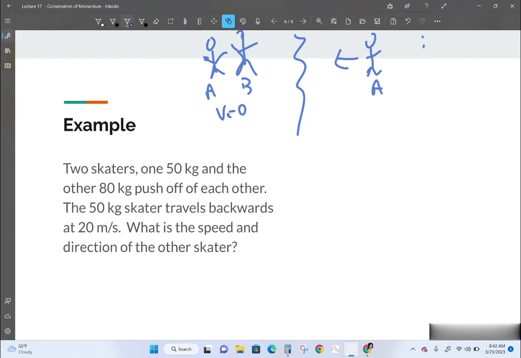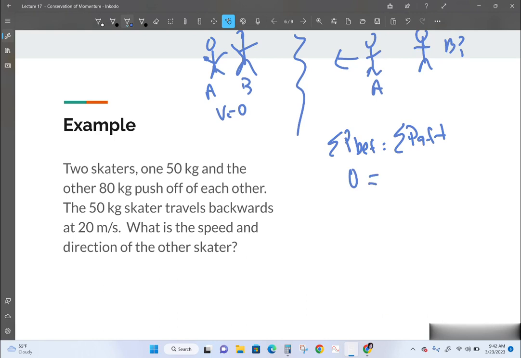And we want to know what happens to B. So the total momentum before equals the total momentum after. Notice how I'm doing this every single time. I'm writing my general equation. Then I'm looking at what's going on. Before, the total momentum is 0.